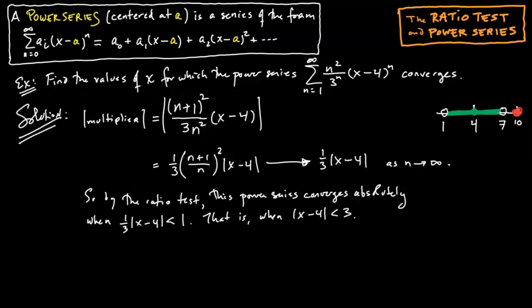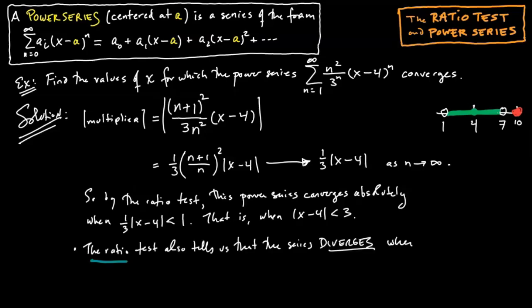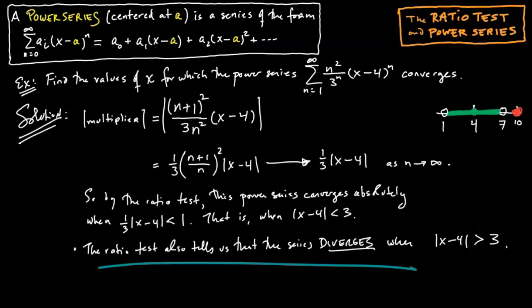A few thoughts here. First, the ratio test also gives us a lot of information about where this series diverges. We usually don't write this step out for reasons that I will explain very soon, but just to make sure you understand where it comes from, let me add something in here temporarily. The ratio test also tells us that the series diverges when the multiplier is greater than 1. But again, let me multiply both sides by 3 to turn that into the distance between x and 4 is greater than 3. When that happens, we know the series diverges.